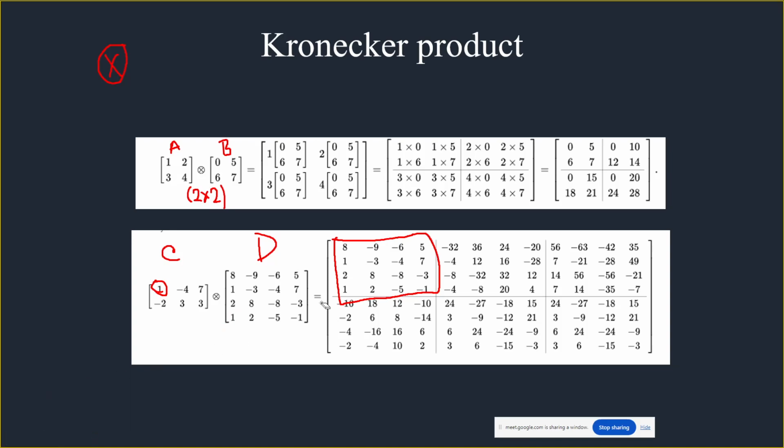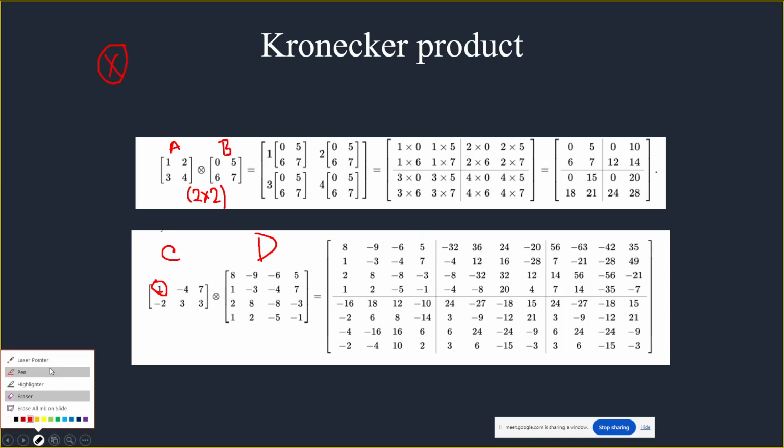And in the next part, we are multiplying this whole matrix with minus 4, and then we are doing the whole with minus 7, and in the second row, or the second part, we are doing it with minus 2, then 3, and finally 3.